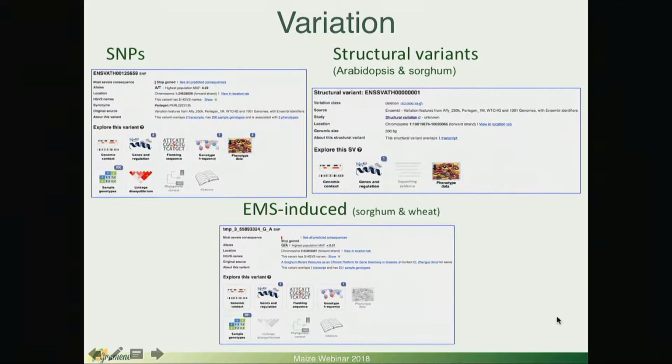For variation, we currently host three kinds of variants. We have the naturally occurring single nucleotide polymorphisms. We also have variants induced by mutagenesis, EMS, for sorghum and wheat, and we have structural variants currently only for Arabidopsis and sorghum. You may think this is not relevant for maize, but we actually think that this information in sorghum can be very useful for maize researchers, and I'm going to give you a couple of examples.